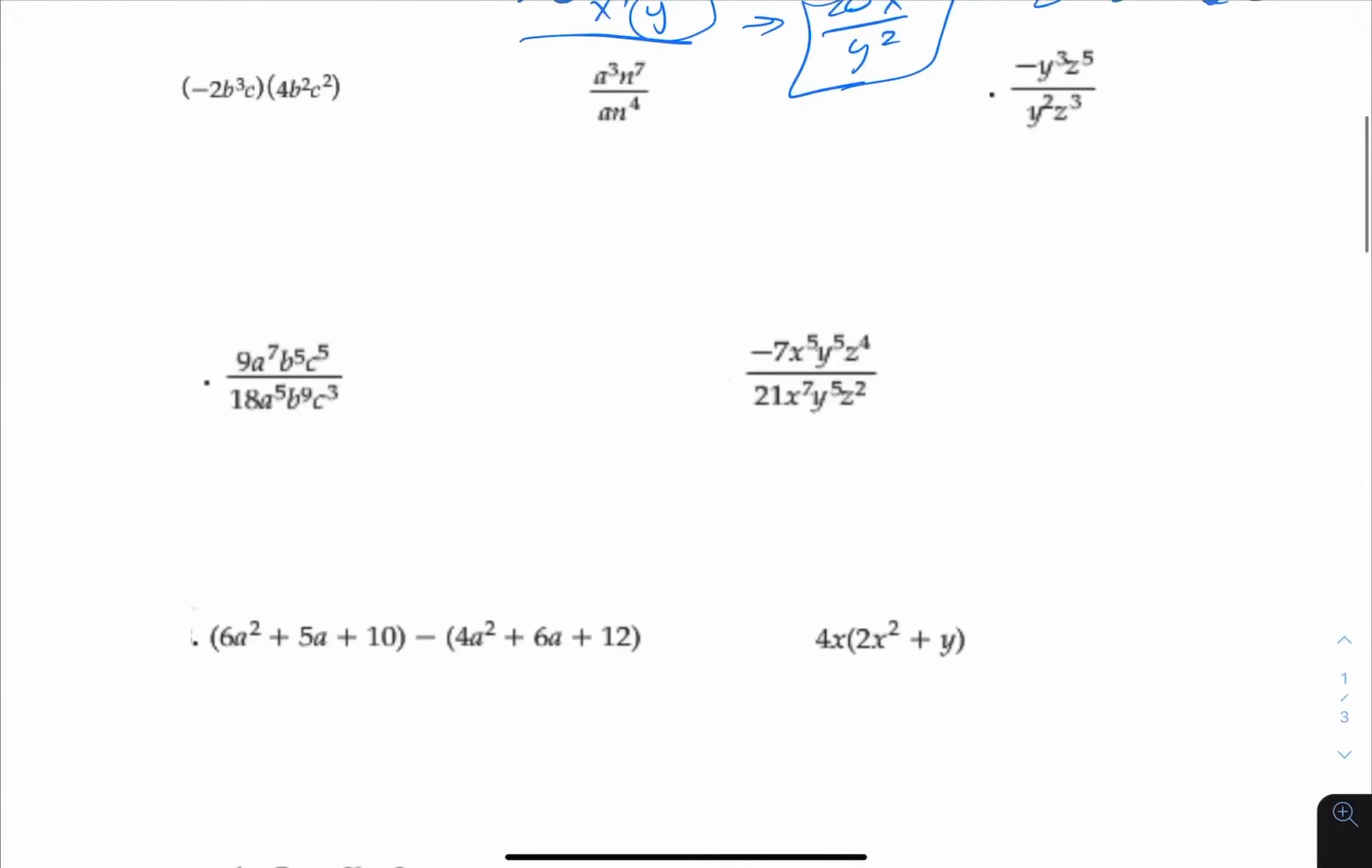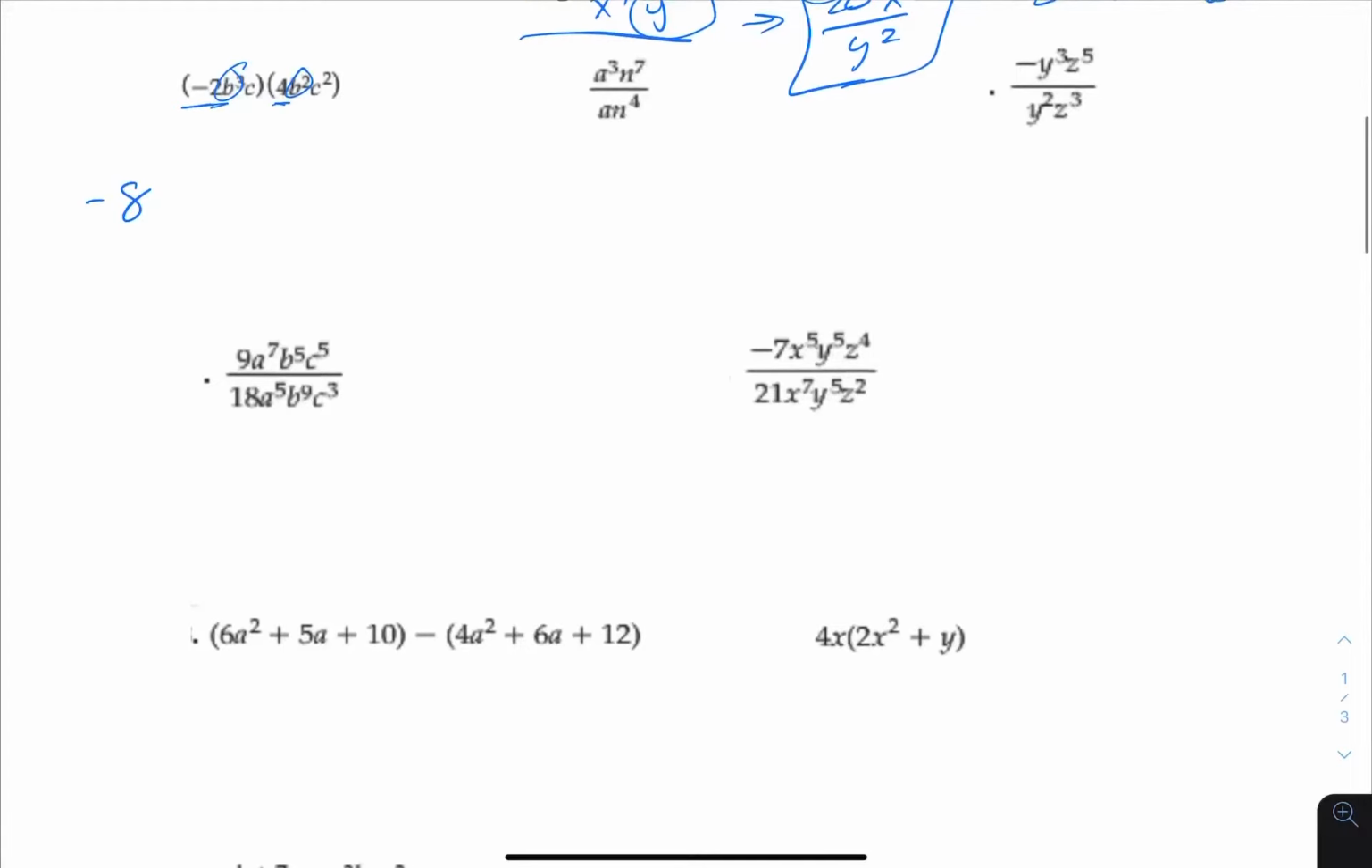Over here, since we're just multiplying, we'll multiply the numbers, and I get negative 8. Then we have b cubed and b squared, so that's b to the 5 total. And c to the 1 and c squared makes it c cubed. Okay, next one. Now I have 3 a's on top and 1 on the bottom, so you just reduce it. That a cancels out with one of those, and there's only 2 left over. Same thing with the n's. There's 4 n's on the bottom and 7 on top. So 4 of them cancel out with 4 of these, which makes it only 3 left over. So a squared and n cubed.